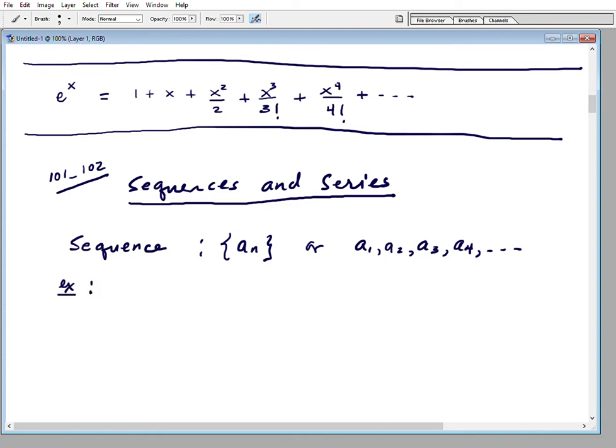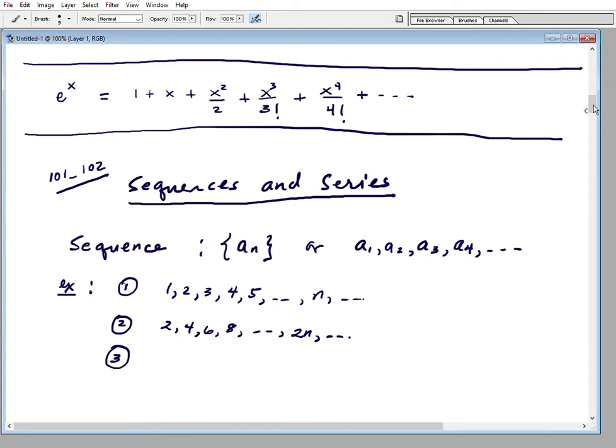Very often they form a pattern. So here's an example: just the whole numbers. That's a sequence, and the general term you could say would be n. Or even numbers, and the general term would be 2n. That's the general way of representing an even number. So just some examples of sequences.